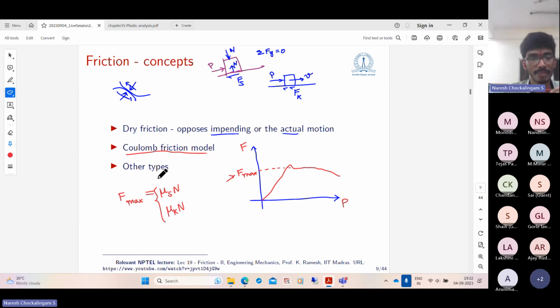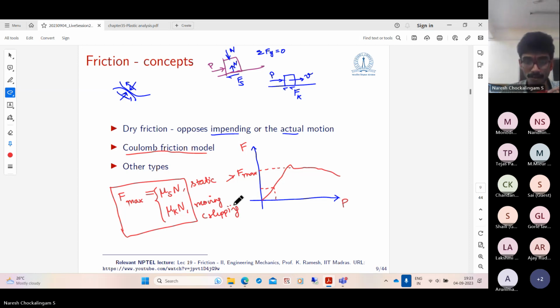The idea is that when the applied force is very small, the friction force is exactly equal to the applied force, up to a certain limit. Once that limit is crossed, the block starts sliding. And at that limiting value, when the block starts sliding, the maximum friction force is given by a coefficient times the normal force onto that surface. Very simple. You would have studied this in high school. This is when the block is static, and this is when the block is moving and there is slipping. So that's all it is.